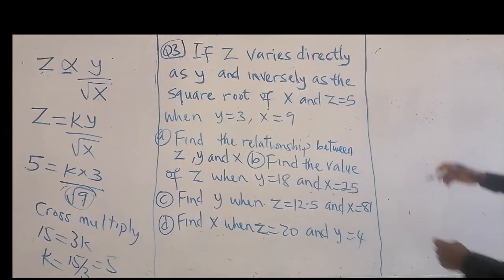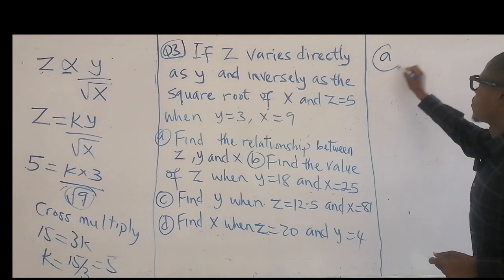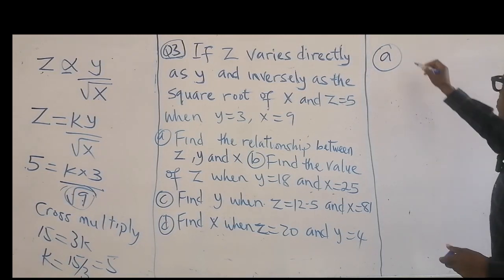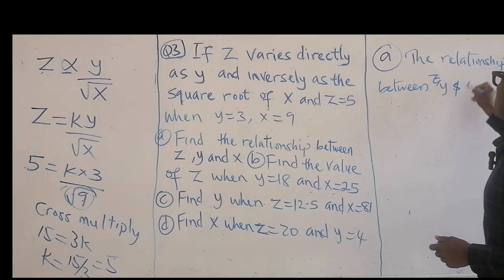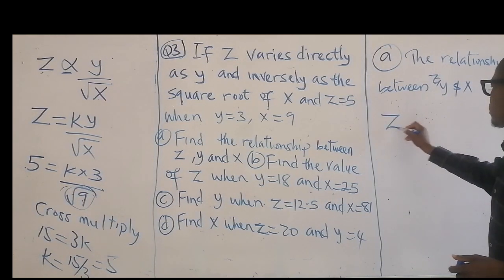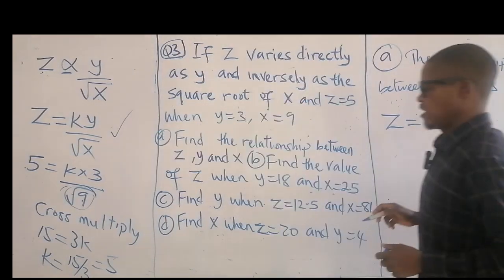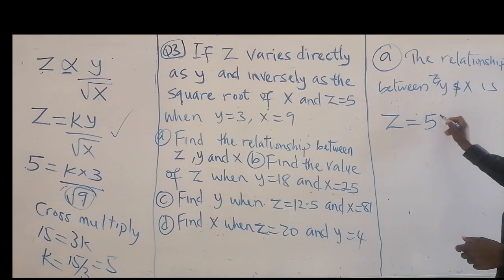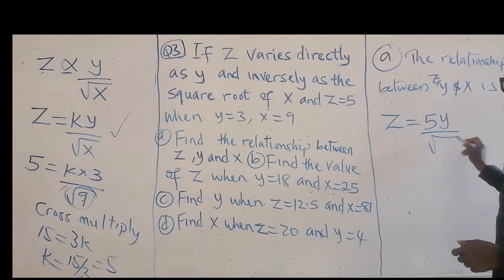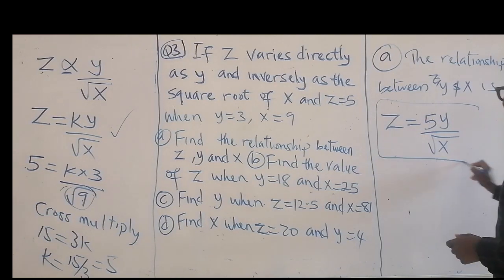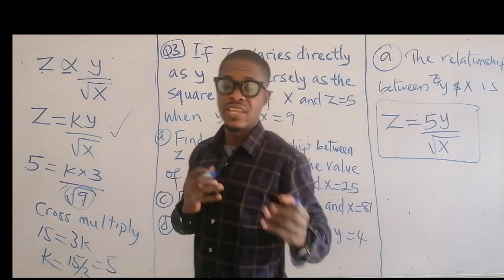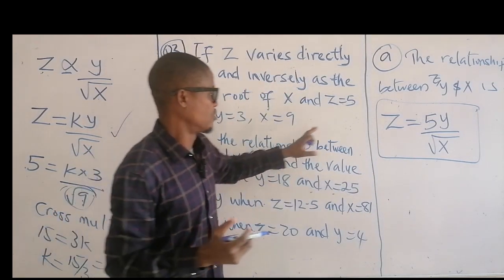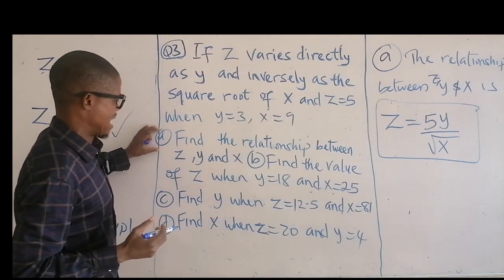Then we can go to question 1 and write the relationship between z, y, and x. So let's quickly do that. For the A part now, the relationship between z, y, and x is z is equal to, this is the formula, the k is 5, so that will be 5y all over square root of x. So that is the relationship. The relationship means the formula that connects the variables.